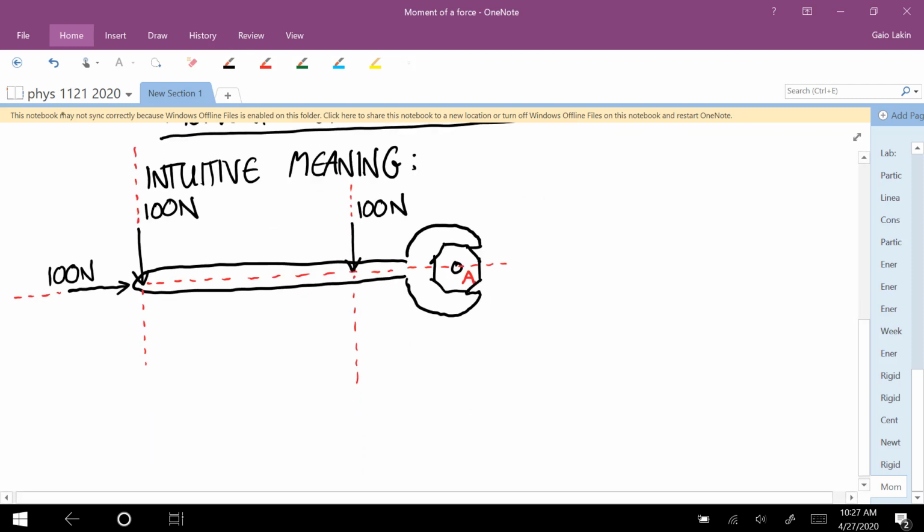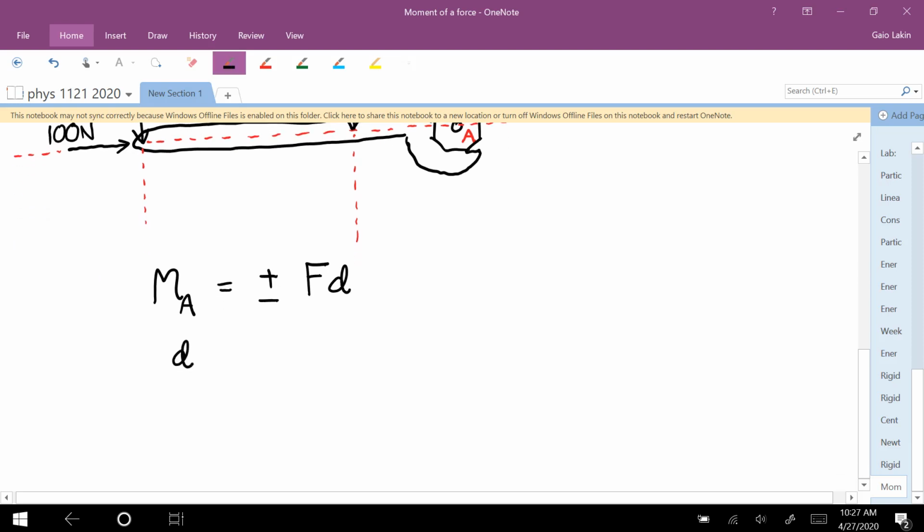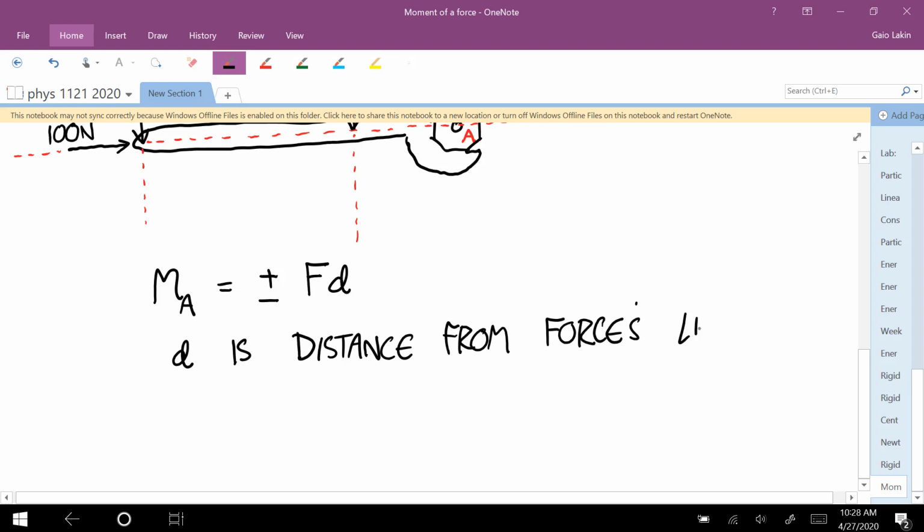Okay? And so the moment of the force, the moment produced by this 100 Newton force, is plus or minus the magnitude of the force times d, where d is the distance from the force's line of action to the axis A. Okay.